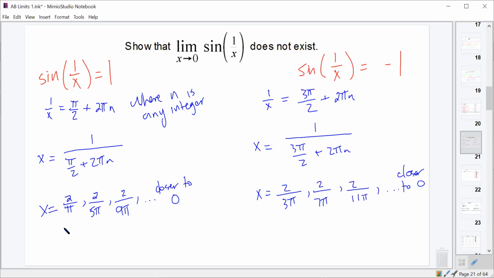If I go 2 over pi and then 2 over 5 pi and then 2 over 9 pi and 2 over 13 pi and 2 over 17 pi, those numbers are getting closer and closer to 0. But they never stop. There are an infinite number of them. And so this is telling us that these oscillations go up to 1 and back down to negative 1 an infinite number of times as x approaches 0.